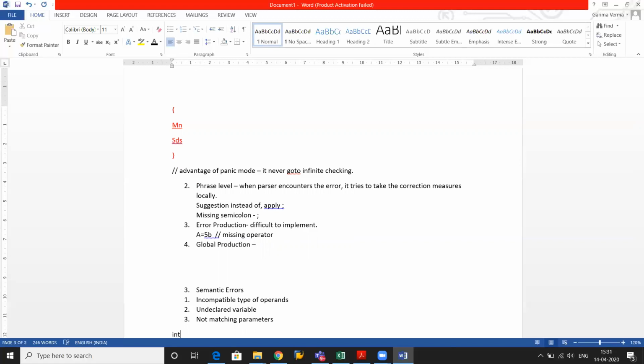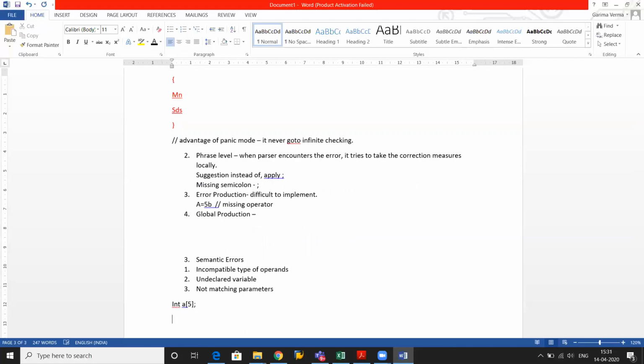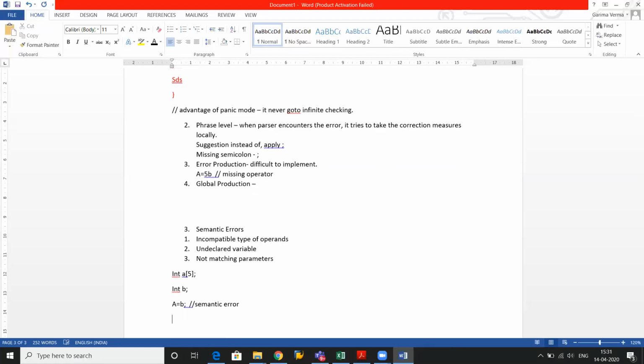Fine. So let's take one example. I've declared the array, and there is one more variable, b, and I'm trying to assign the value of b into a. So this is the semantic error. Why is it a semantic error? Incompatible type of operand. Why is it an incompatible type of operand? Because a is the array and b is the simple variable. So you can't assign a simple variable into the array without defining the index, right? But if you write a[0] is equal to b, then it is perfectly all right.